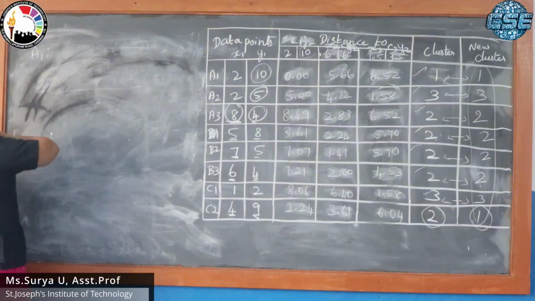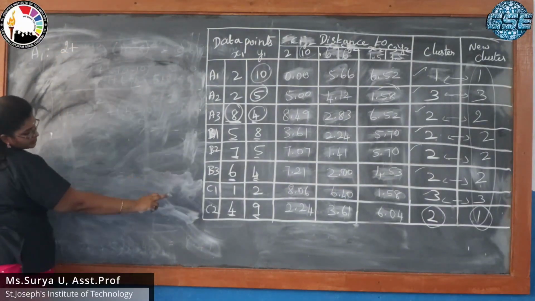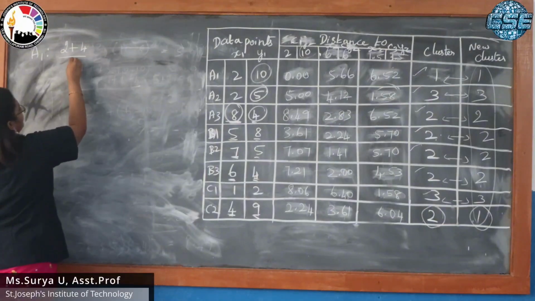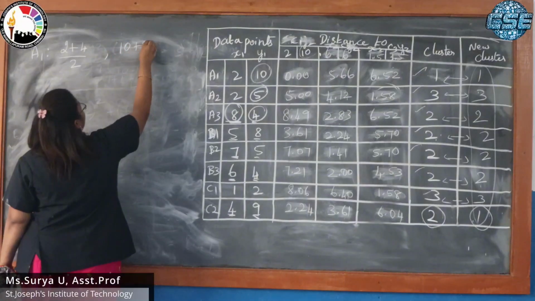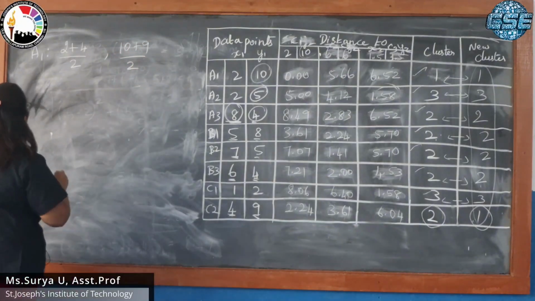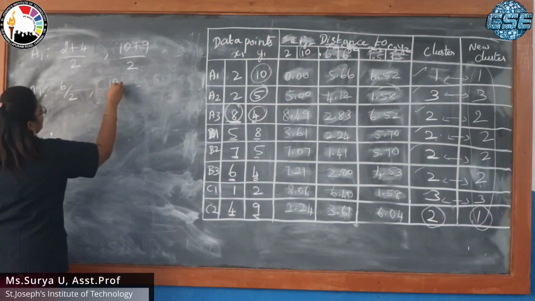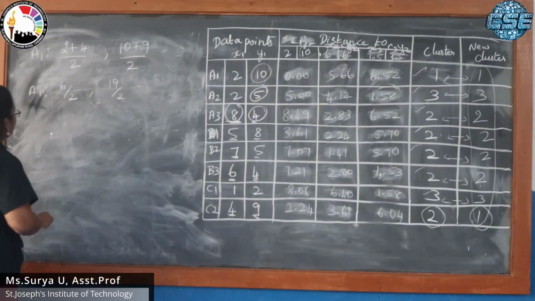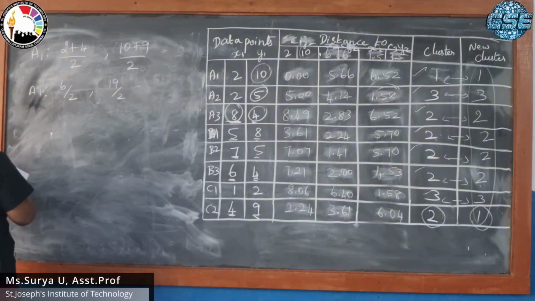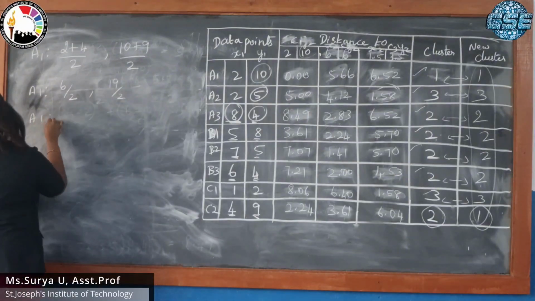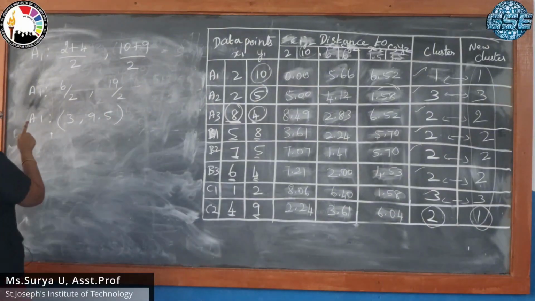So for A1, you have to take the average: 2 plus 4 divided by 2, comma, and 10 plus 9 divided by 2. Okay, what will you be getting? Your A1 value is 6 by 2, comma 19 by 2. You have to write your data point as the A1 value. So A1 becomes 3, 9.5. Right? So this is your A1 value.